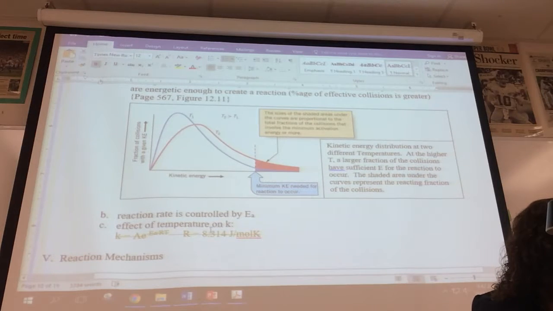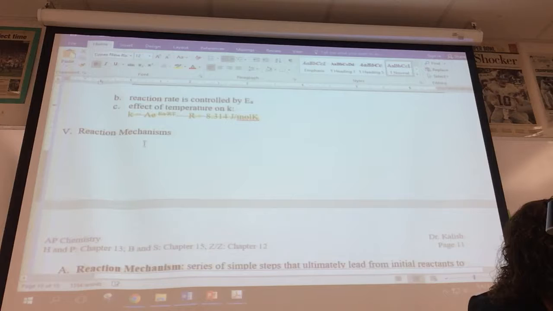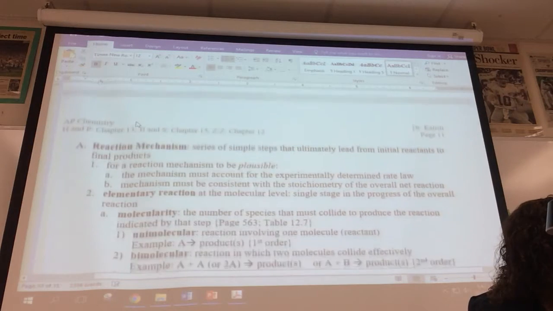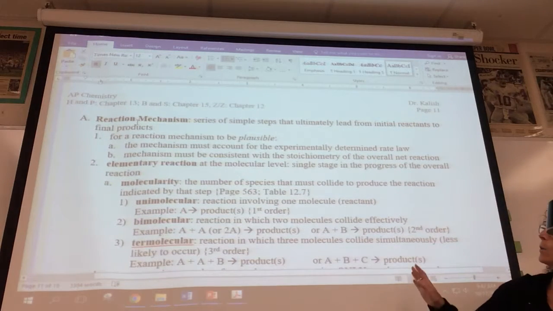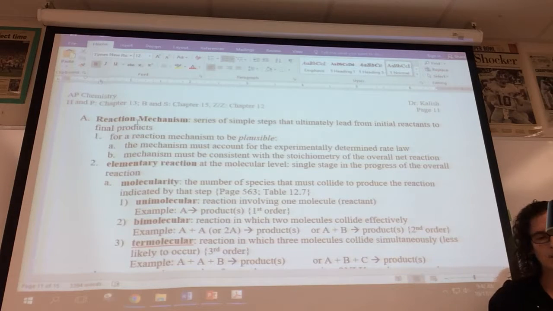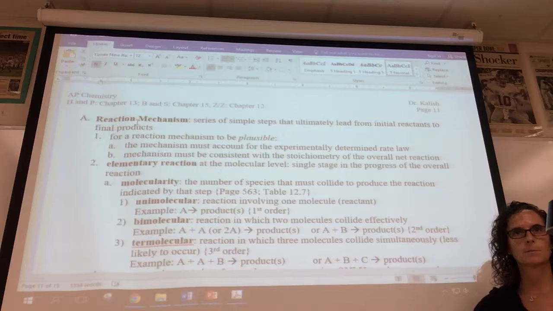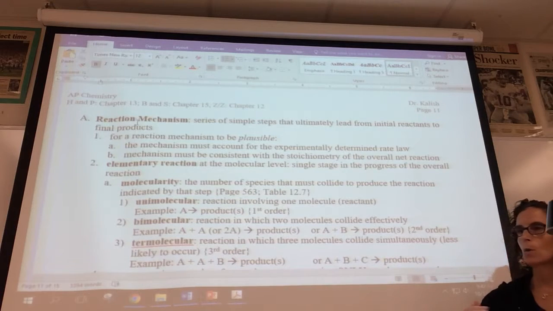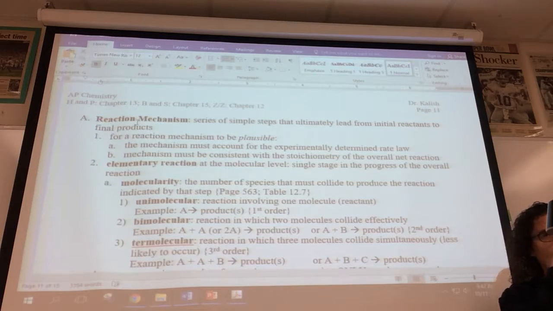You can calculate the effect of temperature on K. You're not responsible for that, so we're certainly not going to get into that this year; it's something you might see in college. Our main focus today is going to be on reaction mechanisms. And when we talk about reaction mechanisms, we're going to expand upon these reaction profiles because we don't want to just see reactant to product. We want to look at every step along the way.